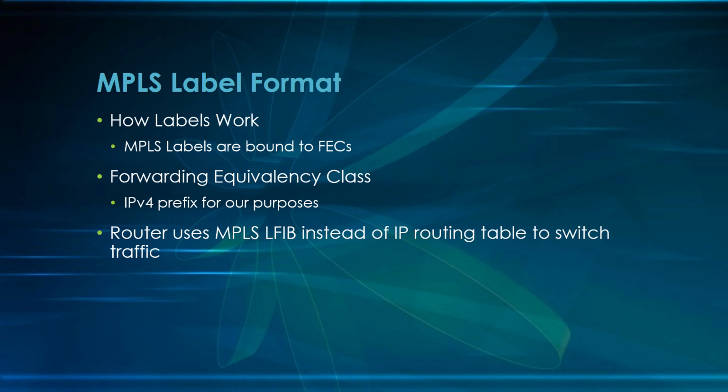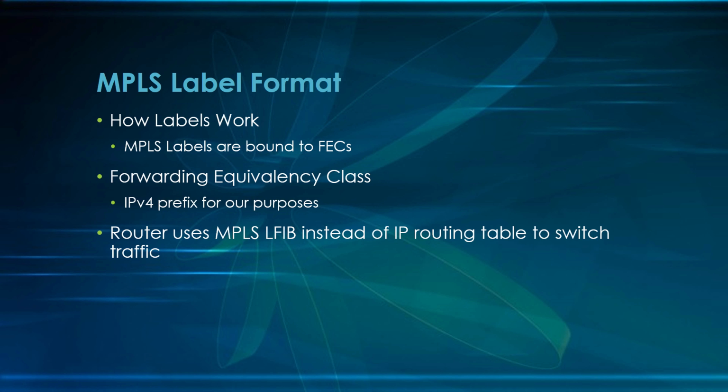Now, a router uses the MPLS label forwarding information base instead of the IP routing table to switch traffic. One of the key things here that I want you guys to understand is it's not that traffic comes in on the router and then immediately jumps to MPLS. That is not the case. What it actually does is there's a layer 3 lookup, and then it's pointed towards the label forwarding information base. That's what ends up happening. So there's a layer 3 lookup first, and then you start switching via MPLS. That is how it works.